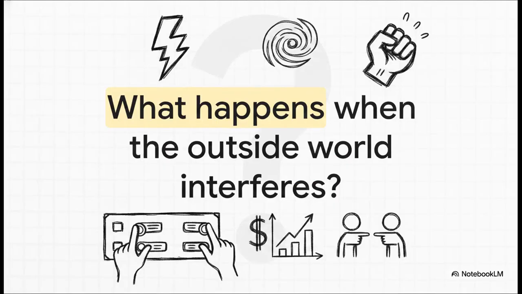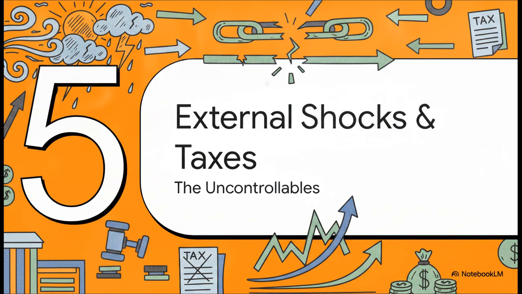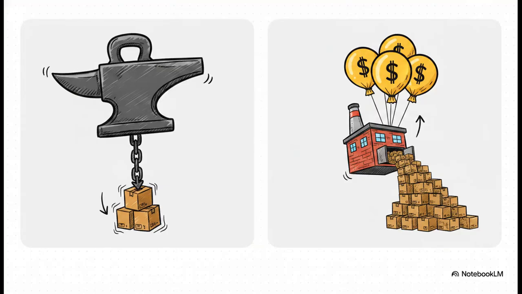So far, as a producer, we've had total control over these decisions. We've managed our inputs, set our goals, and watched our competitors. But what happens to our supply when unpredictable external forces start flipping the switches on our dashboard without our permission? Section 5. External shocks and taxes, the uncontrollables. Government policy is a massive factor on our dashboard. It basically acts as either a brake or an accelerator.